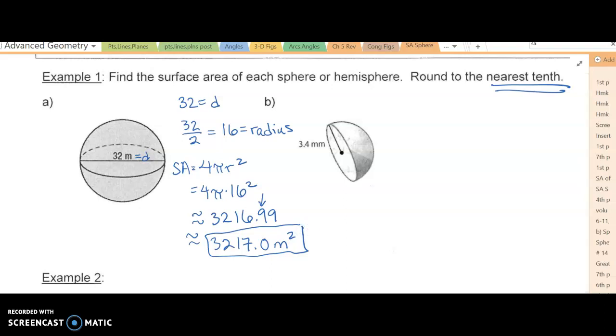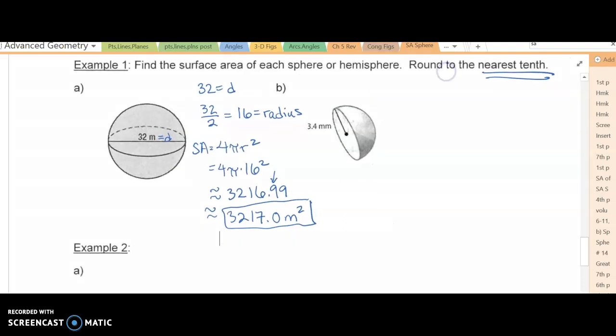Okay, for part B, same idea, except this time, pay attention, this is half of a sphere, it's a hemisphere. Our radius is given to us to be 3.4. And a hemisphere's formula is 3 pi r squared, right, when it's only half of a sphere. So this would be 3 times pi times 3.4 squared.